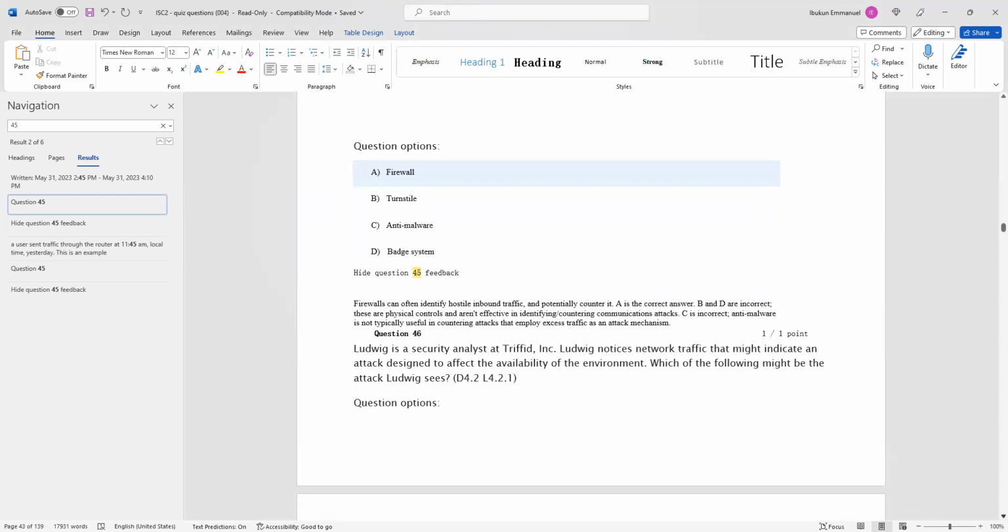So here it says firewalls can often identify hostile inbound traffic and potentially counter it. And B and D are incorrect because these are physical controls. A turnstile is a physical control. That is one of those things that when you go into a building, you can be going into your server room, you can be going into a building, and you all have to go in one by one and the door rotates. So that is a physical control.